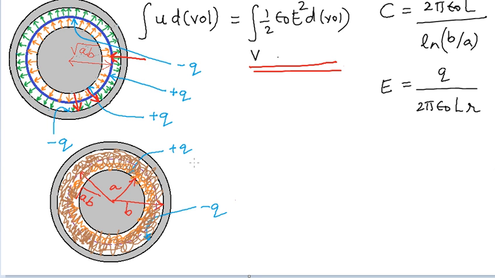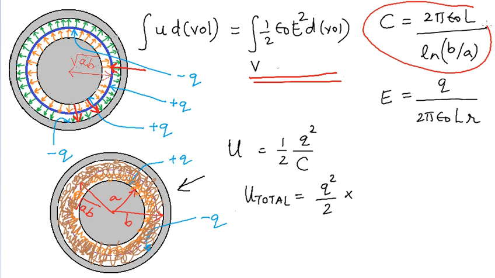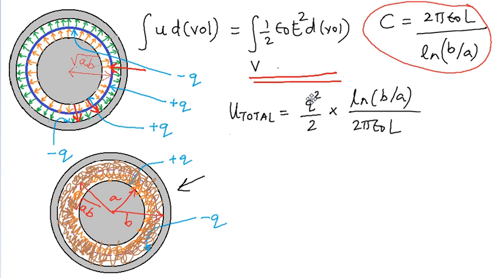We can first find the total electrostatic energy in the entire gap by referring to the original diagram and using the formula U equals half Q squared upon C. So we get U total equals Q squared by 2 multiplied by 1 upon C. Now 1 upon C would be the reciprocal of this expression, so I write ln B by A in the numerator and divide that by 2 pi epsilon naught L. I'll clear the screen by removing some currently unwanted things like this formula, and I'll move the total energy formula somewhere over here.